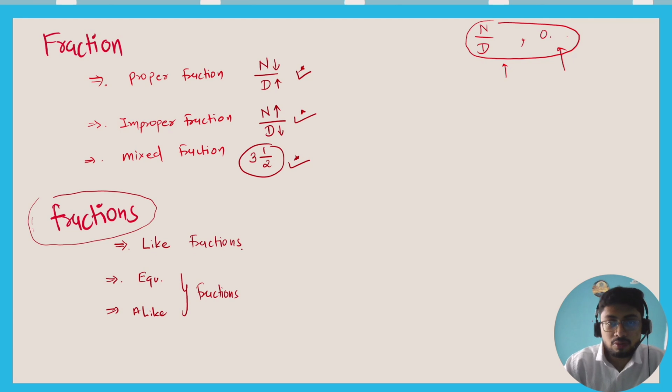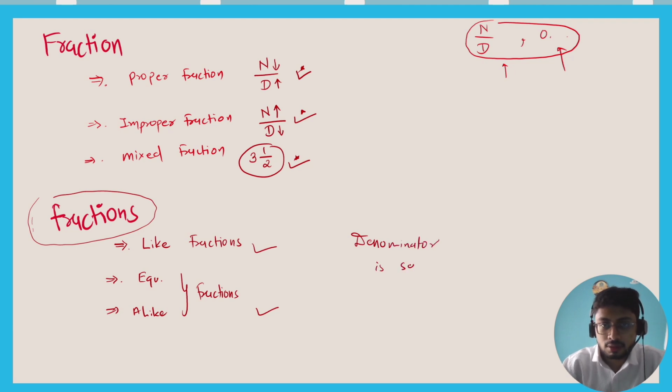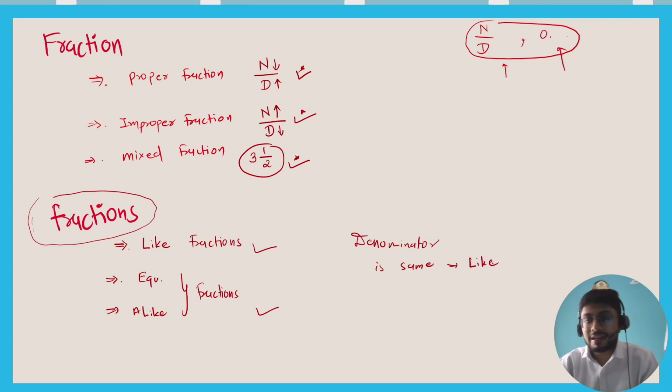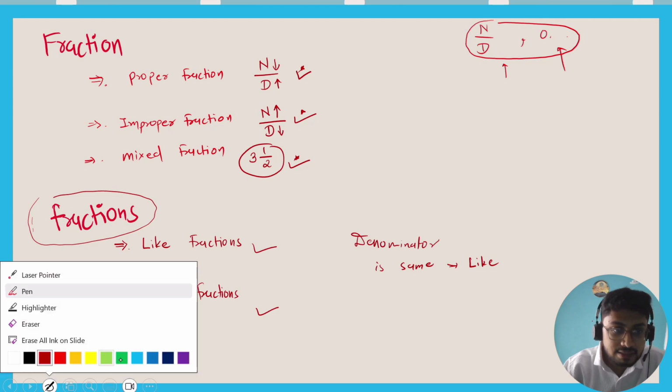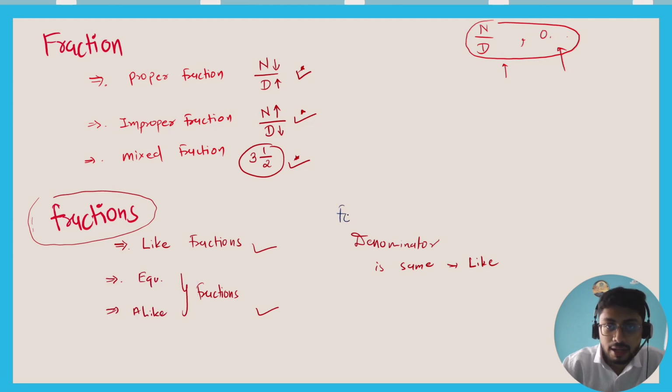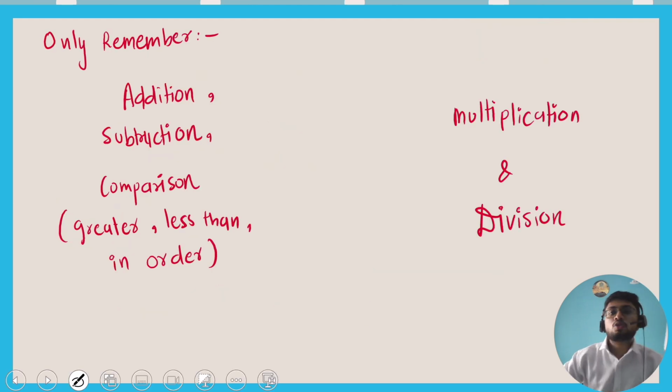Okay, and what do you mean by like and unlike? So understand, this is the denominator concept. When your denominator is the same, then it is a like fraction. Am I clear? And for addition and subtraction, what do we want? Denominator same. Okay, for addition and subtraction, what we need is the denominator the same. Am I clear?